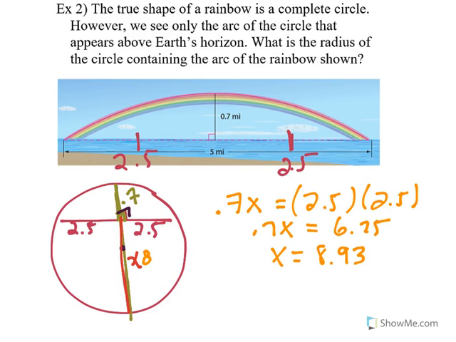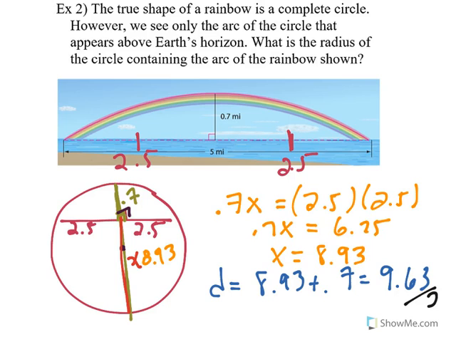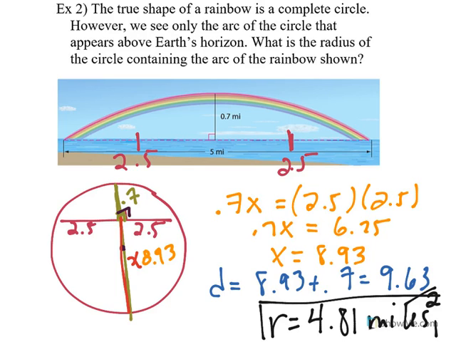So what does that mean? That means this piece is 8.93. How can we use that to find the diameter? Well, my diameter is going to be equal to 8.93 plus 0.7, which is 9.63. If my diameter is 9.63, how can I find my radius? Divide 9.63 by 2. So my radius is 4.81. And in this case, it's in miles. Sorry guys, this is 4.81 miles. If you think about it, it's a rainbow. That makes sense. So you're using the past theorem.